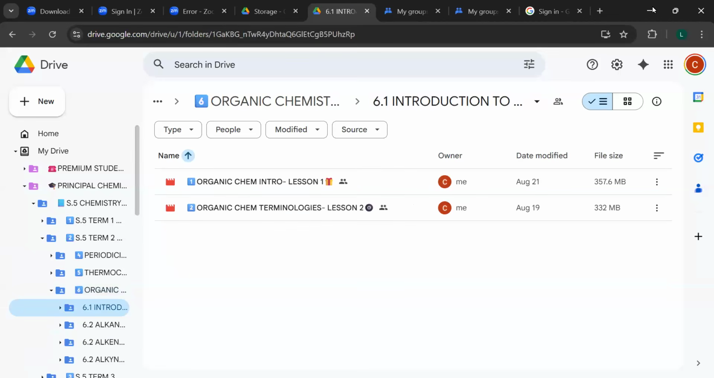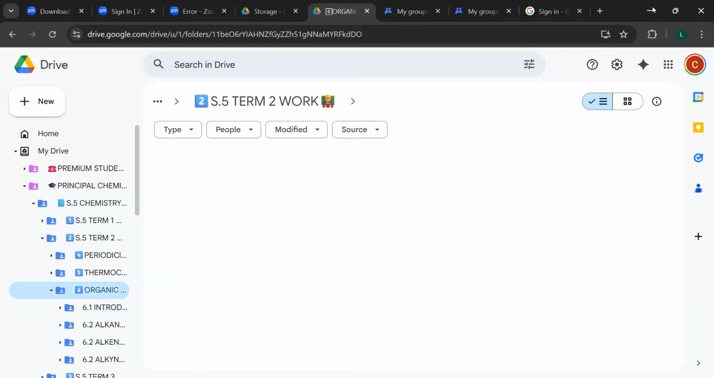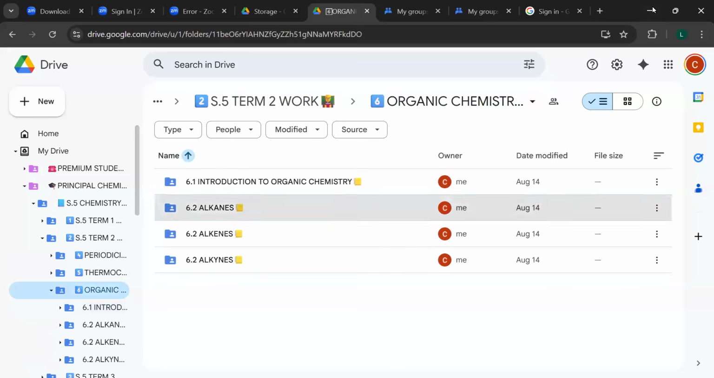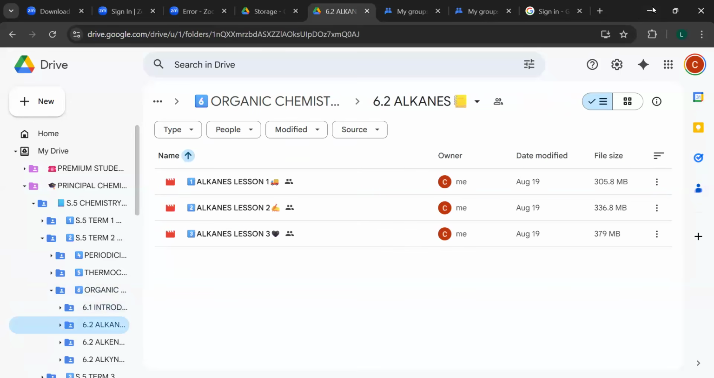It has 2 lessons, Lesson 1 and Lesson 2. Lesson 1 was for the general introduction. Lesson 2 was for the terminologies. Every terminology you see in organic chemistry was covered there. Then when you go back, for alkanes, I think we had 4 classes. There were 3, sorry. So you go and visit them, Lesson 1, 2, and 3, if you have issues.